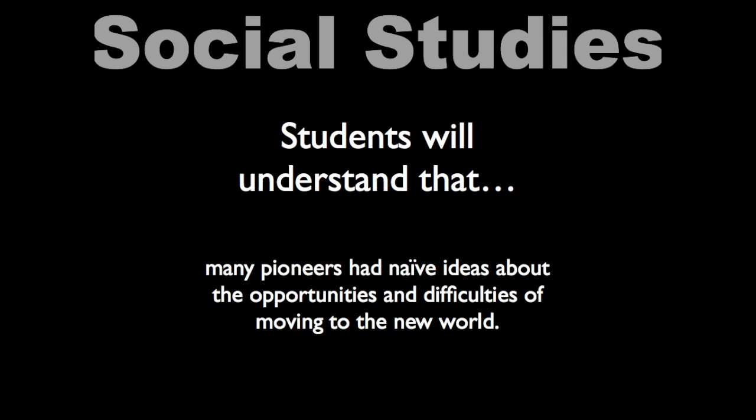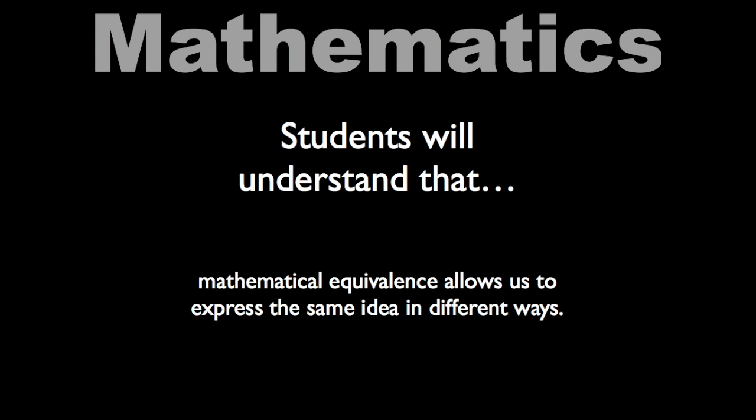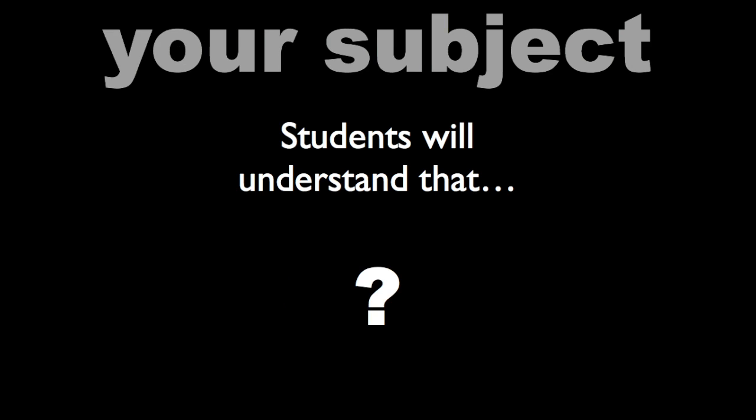what we're all aiming for. A good example taken from social studies might be this one. Students will understand that many pioneers had naive ideas about the opportunities and difficulties of moving to the new world. Or in mathematics, students will understand that mathematical equivalence allows us to express the same idea in different ways. Whatever your subject is, you want to start by saying, students will understand that. And then you have to complete that sentence in a short, pithy way that gives all of you a goal.